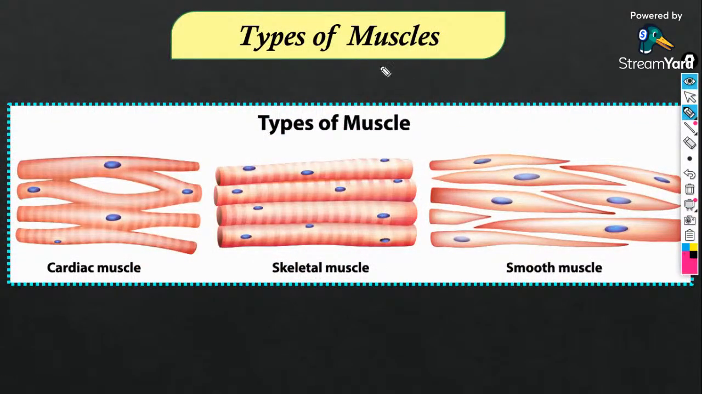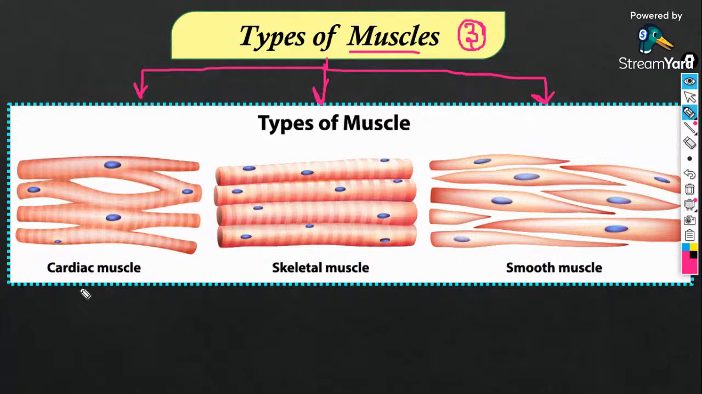Here, the most important thing you have to study is the types of muscle. There are mainly three types of muscle: the cardiac muscle, skeletal muscle, and smooth muscle. Cardiac muscles are found in the walls of the heart. Skeletal muscles are associated with the skeletal system. Smooth muscles are associated with the internal visceral organs.